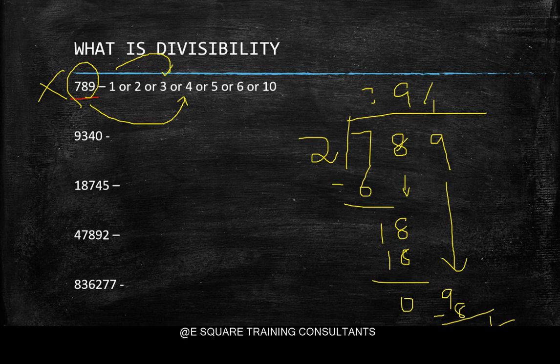Now, without actually dividing the number by the given number, we would be seeing the shorter strategies, that is the divisibility rules for 1, 2 and 3 in this video. We will come back to this slide again.